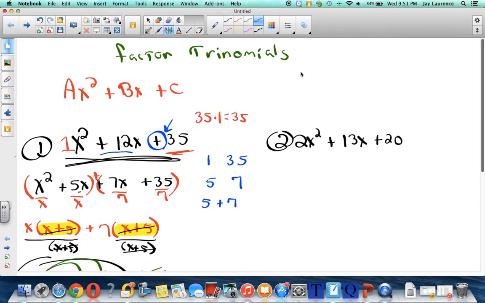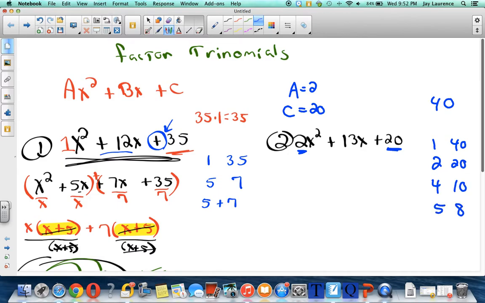So I identify A and C. So in this one, A is going to equal 2. C is going to equal 20. There's my A, there's my C. I multiply them together and get 40. I'm going to list the factors of 40. I need 1 and 40. I need 2 and 20. I need 4 and 10. I need 5 and 8.